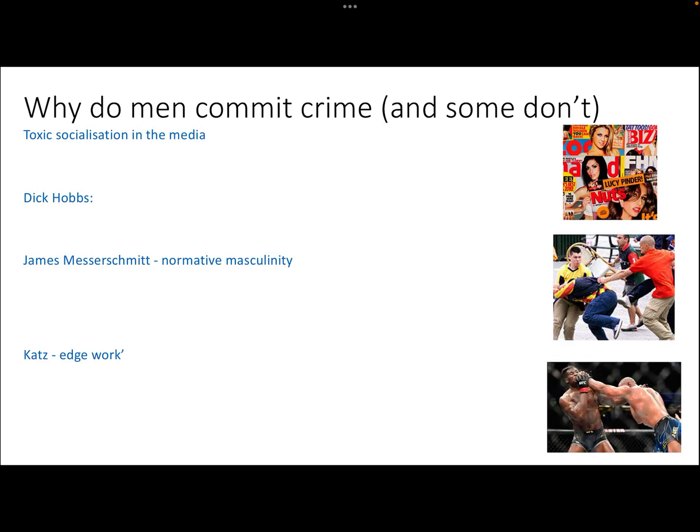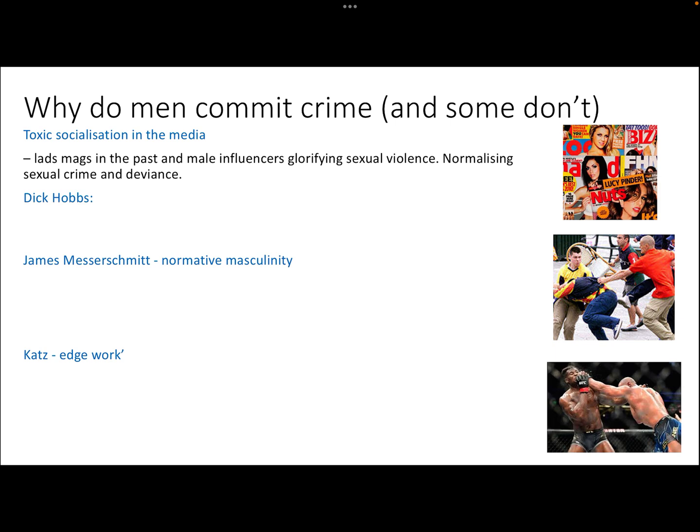The first thing I want to talk to you about is why do men commit crime while some don't? Now we spend a lot of time talking about the role of the media, and I've described this as almost like a toxic socialization that can take place in the media. We looked at some of the quotes from lads' mags from the past. Really awful, both objectification of women and glorifying sexual violence against women as something that they would enjoy and want and shouldn't say no to.